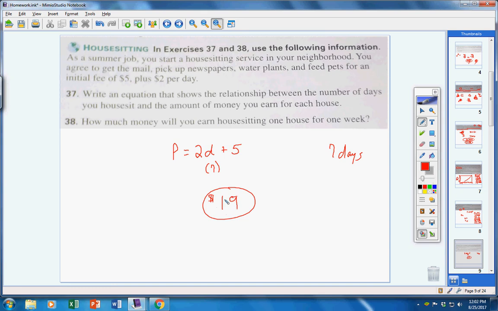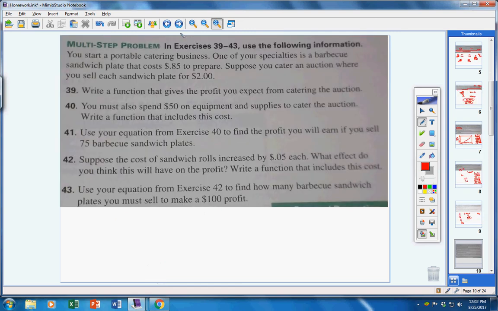Of course, you can do it the long way if you want to. You charge $5 plus $2 per day. That's 4 days, 5 days, 6 days, 7 days, and you will get $19. Okay? Alright, moving on to numbers 39 through 43. Alright, now this will be challenging, so listen carefully.